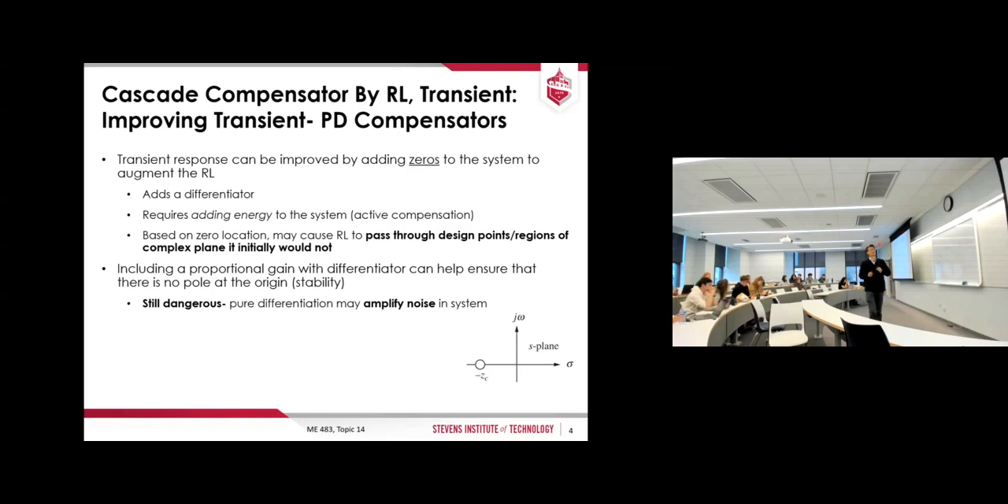Thank you. Now, the D case is different. It may cause the root locus to pass through design point regions in the complex plane. Initially, it would not. That means you will change the design point significantly. By doing it, you touch this part, not this part. This part can be changed also, but it depends on how you design it. But basically what you want to change is this part, okay?